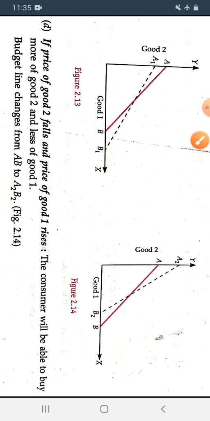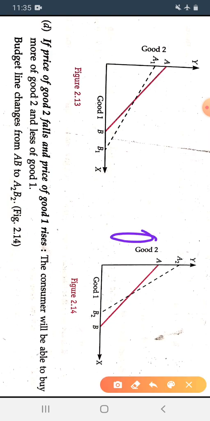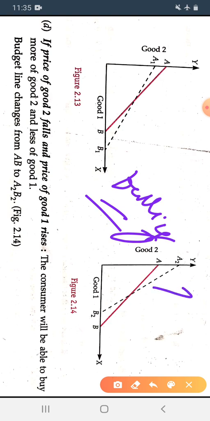Now the second condition is if the price of good 2 falls and the price of good 1 rises. In this, the price of good 2 is falling. When the price is falling, the consumer will purchase more of the commodity, so the curve is shifting rightward. And when the price of good 1 is rising, what will the consumer do? The consumer will purchase less of good 1. So the curve is like this, it is this and this.